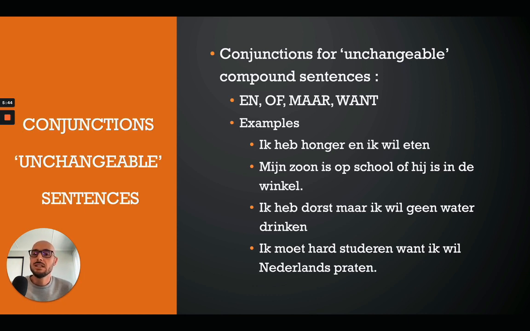Well, the best way, if you start out, just look at the conjunction. And I'll give you a hint, there's 4 of them, which is en, of, maar and want: and, or, but, and because. Alright? These 4, if you use these 4 as a connecting word, as a conjunction, you will make your compound sentence as you would in English. So there's no change of subject and finite verb.